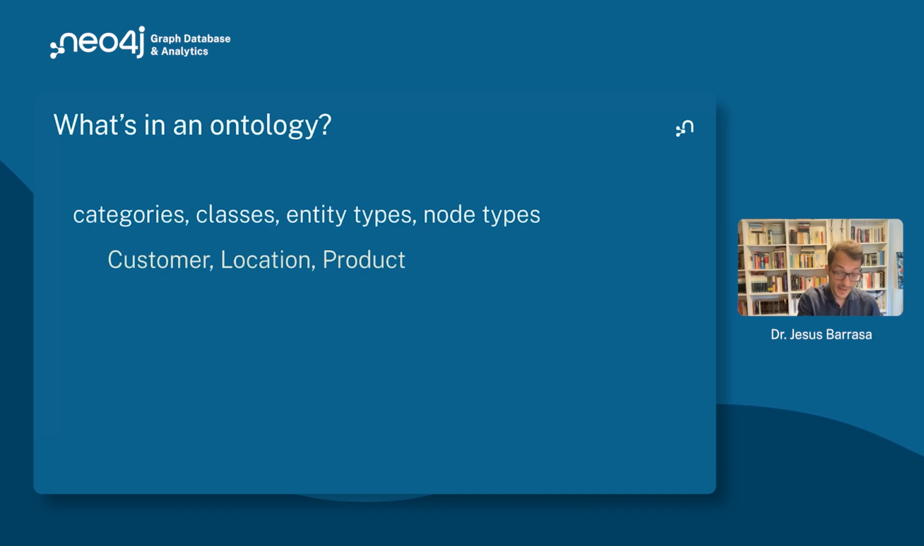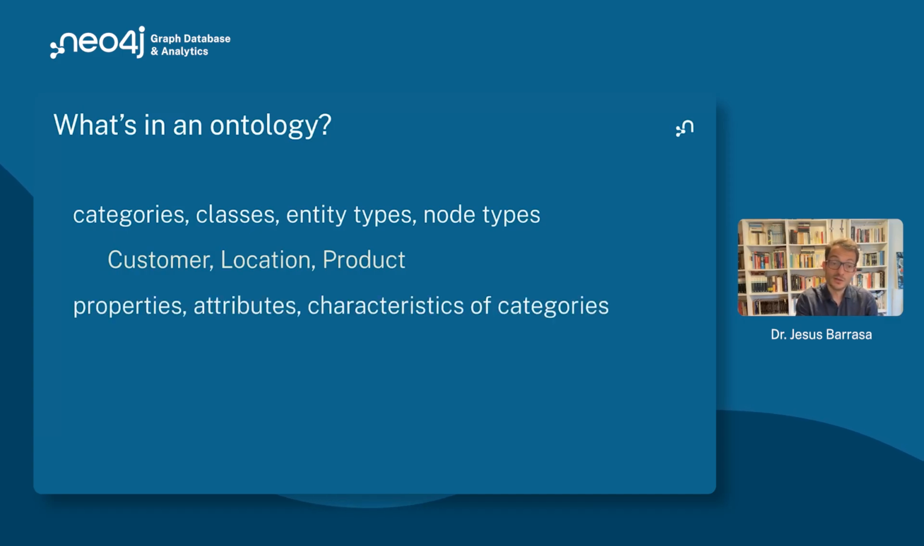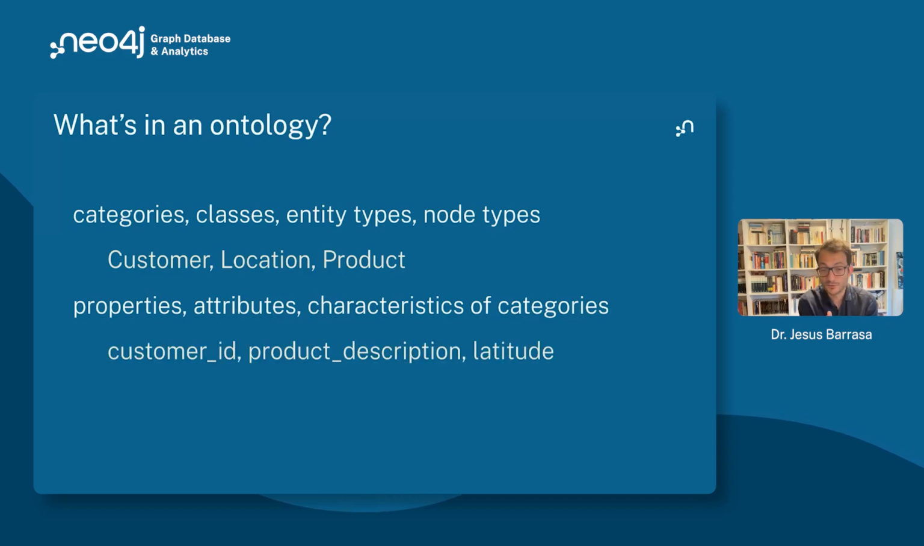In addition to the categories that exist in your domain, you will also have properties that describe these categories. We refer to properties as attributes sometimes, or characteristics of these categories. Customers have customer IDs or customer names. Products will have product descriptions. A location may have a latitude and also a longitude. So these are attributes that characterize the categories, the classes defined in an ontology.